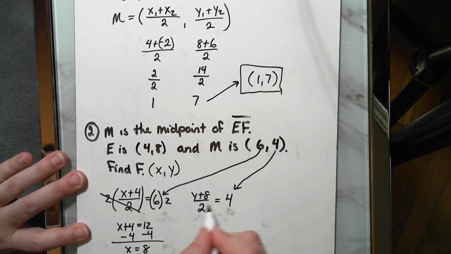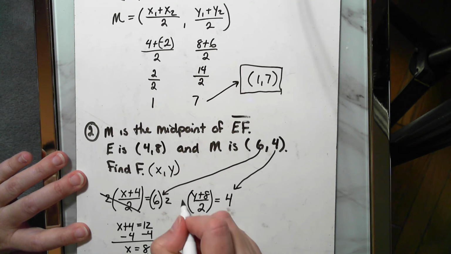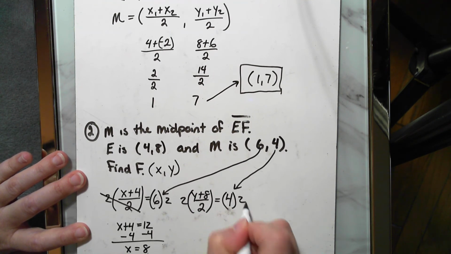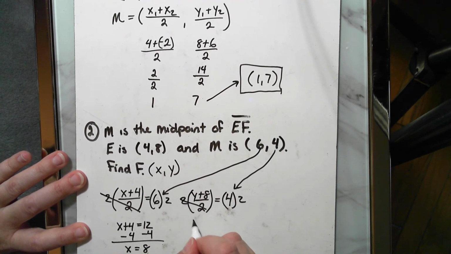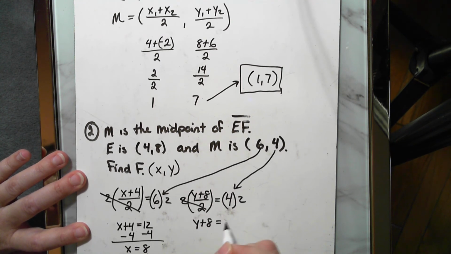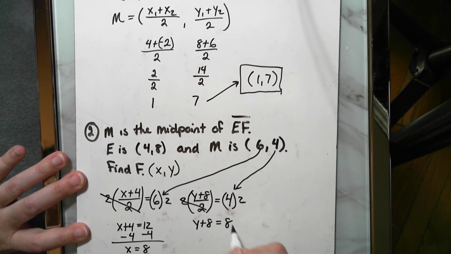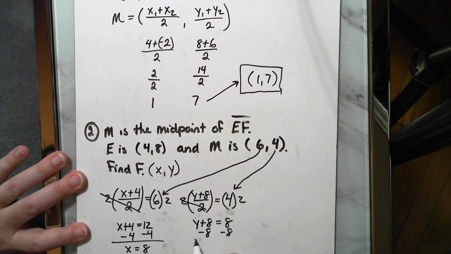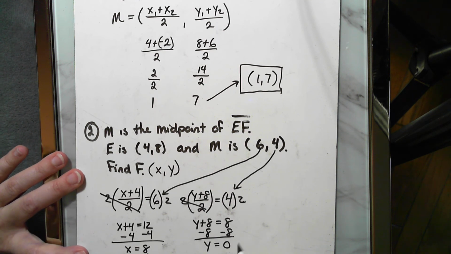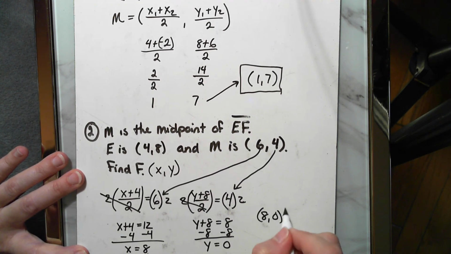Over here, I have to do the same thing. So I'm going to multiply by 2. And this will cancel, and I get y plus 8 equals, and 4 times 2 is 8. And then I have to subtract 8 on both sides to get y alone. So y is 0. And my ordered pair for f is 8, 0. And that's the answer.